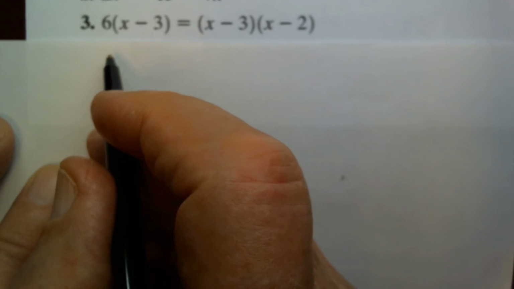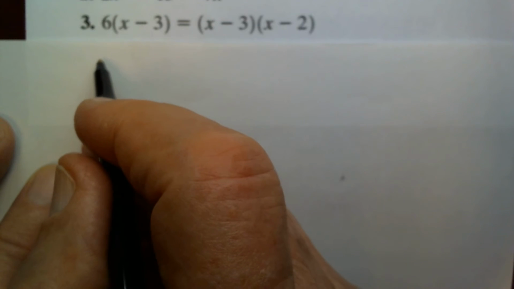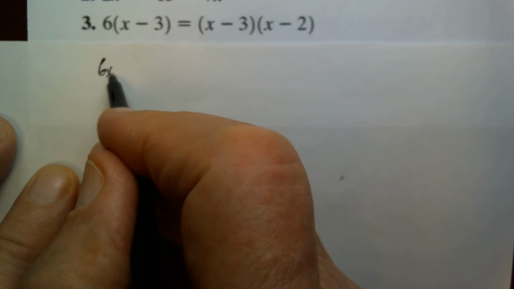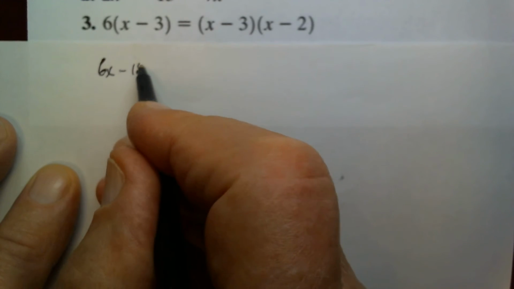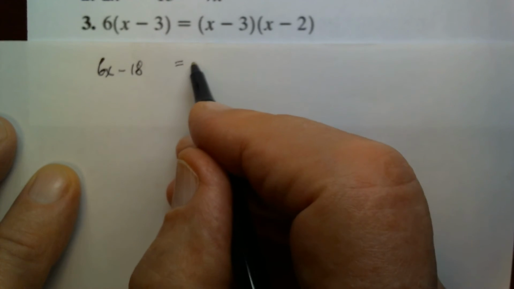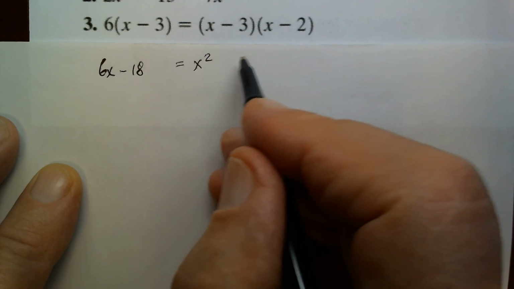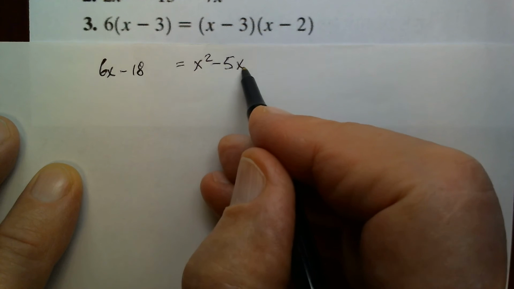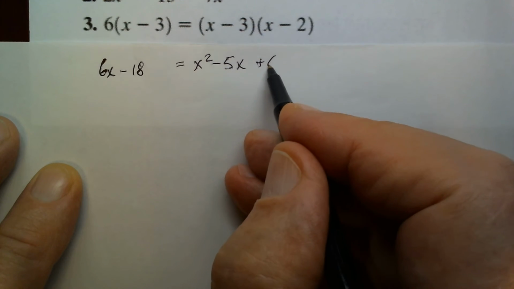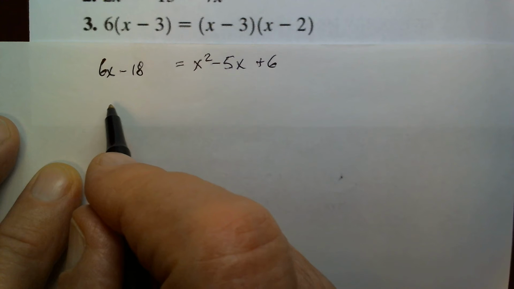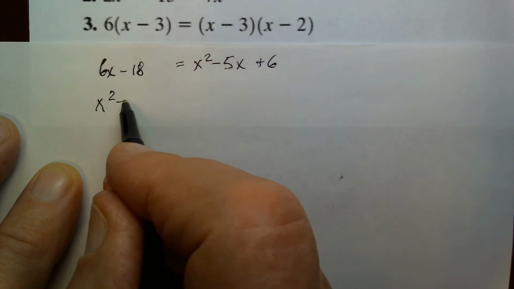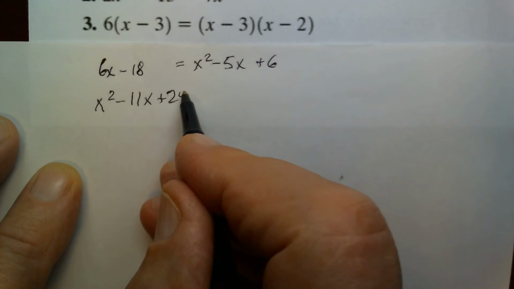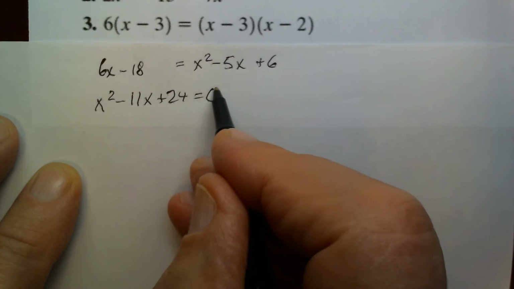To solve number 3, let's remove the parentheses. So 6x times 6 times x is 6x minus 18. And on the right side we get x squared minus 5x plus 6. When you combine the terms, we get x squared minus 11x plus 24 equals 0.